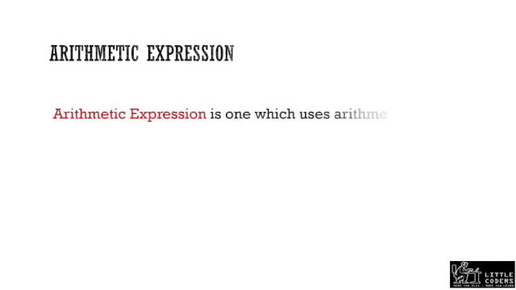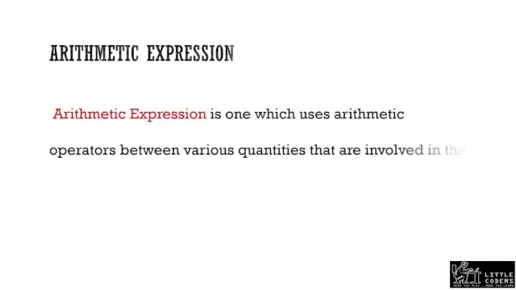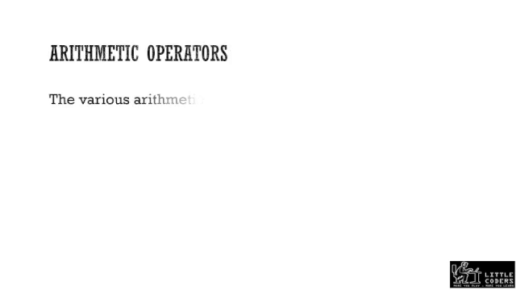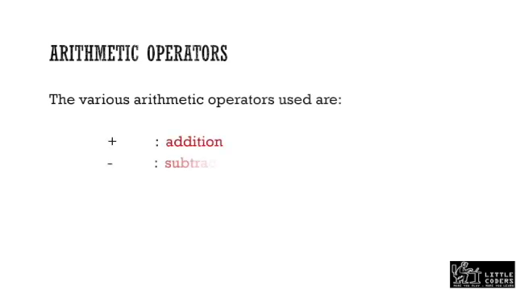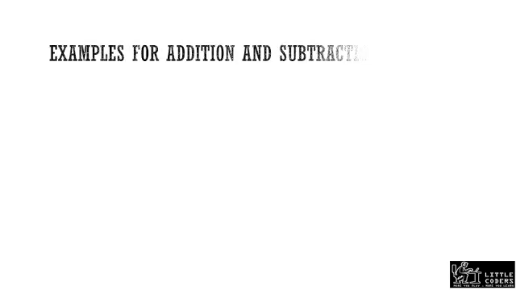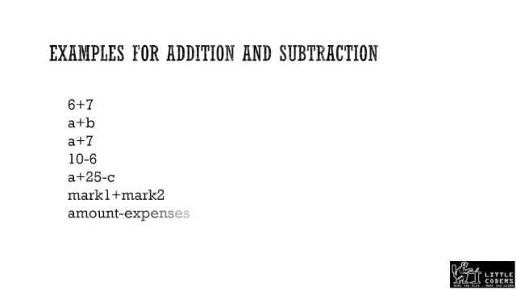Now, an arithmetic expression is one where we use arithmetic operators between the various quantities involved. Let us see the arithmetic operators one by one. We use plus and minus for addition and subtraction. These are two important arithmetic operators. Examples for addition and subtraction are 6 plus 7, a plus b, a plus 7, 10 minus 6, a plus 25 minus c, mark1 plus mark2, amount minus expenses.